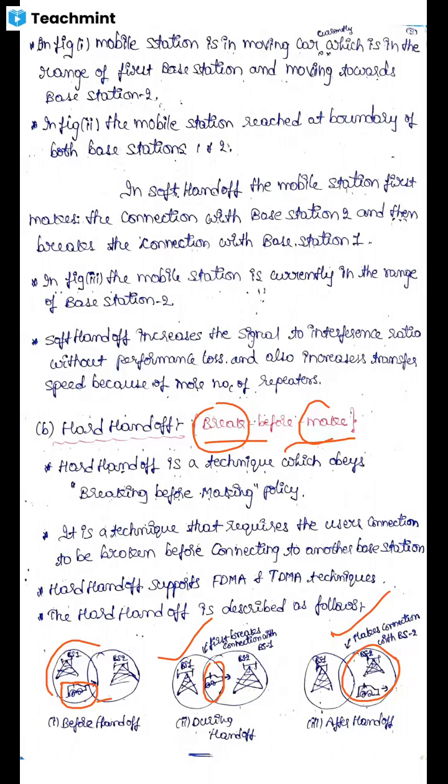What can we understand here? We can understand that there is a disconnection of the call. When the mobile unit reaches the boundary conditions, first it breaks the connection with base station 1. It means the mobile is disconnected. Then it makes a connection with base station 2, which means it is redialing, so that a frequency channel is allotted in base station 2. This is about hard handoff.